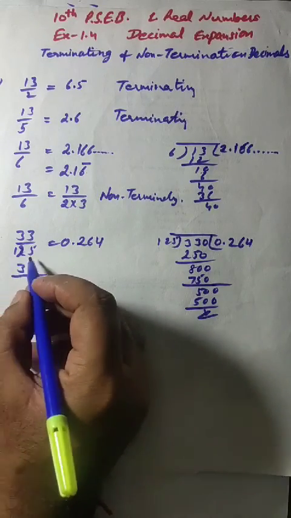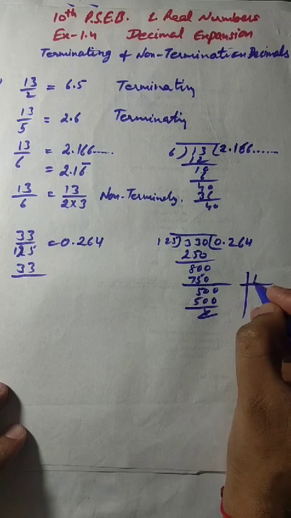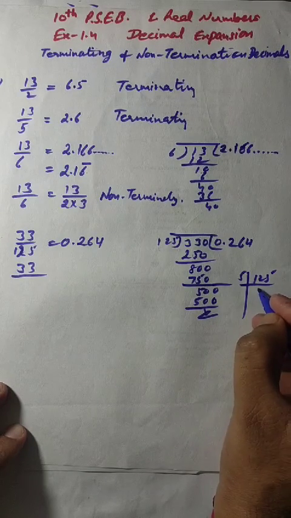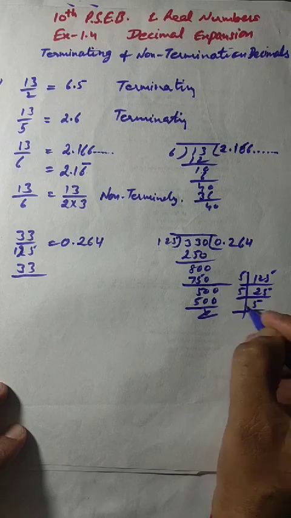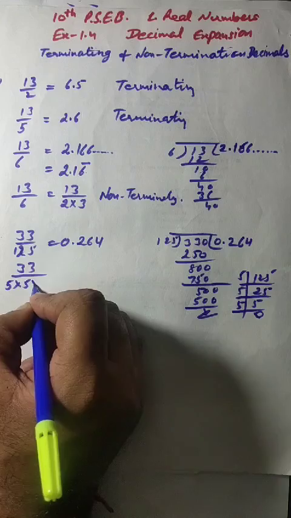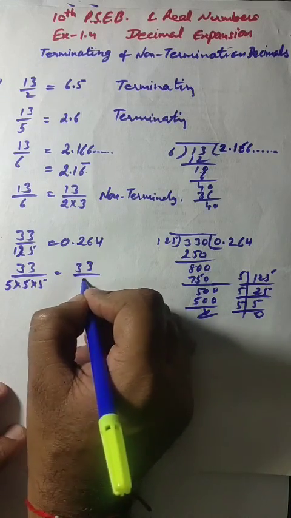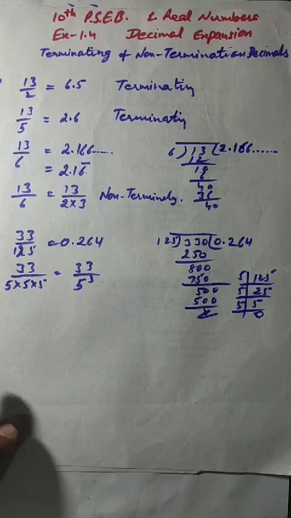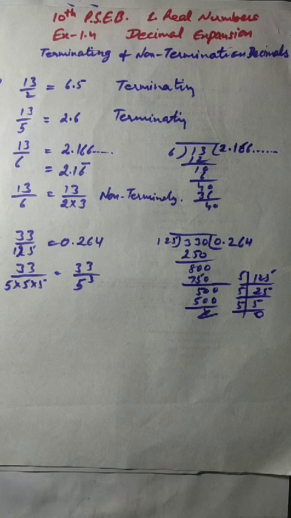Now let us conclude what we got here. 33 divided by, we'll take the prime factors of 125. So the prime factors are 5 multiplied by 5 multiplied by 5. This will become 33 by 5 cube. So we conclude here that if there is any prime or composite number in the numerator, but there is either 2 or 5 in the denominator with any power, that will make the fraction a terminating decimal.